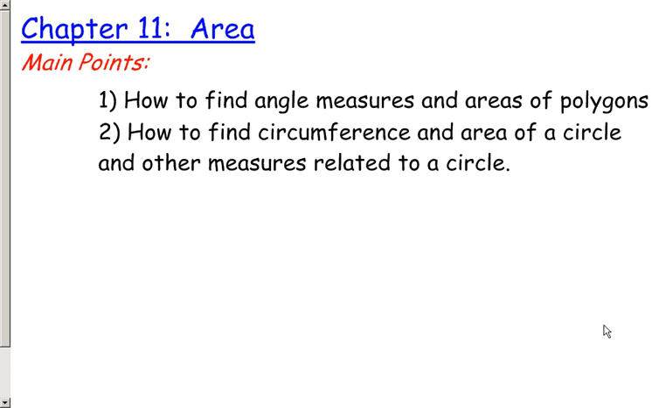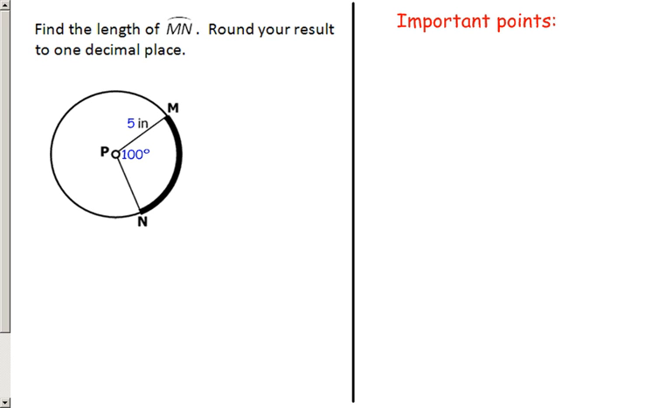All right, this is mini lesson number, chapter 11, which deals with area and arc length and other things like that. Basically, you can read the main points if you want to pause and read, but this is what we're going to cover. Here's a perfect example of a question from the chapter.